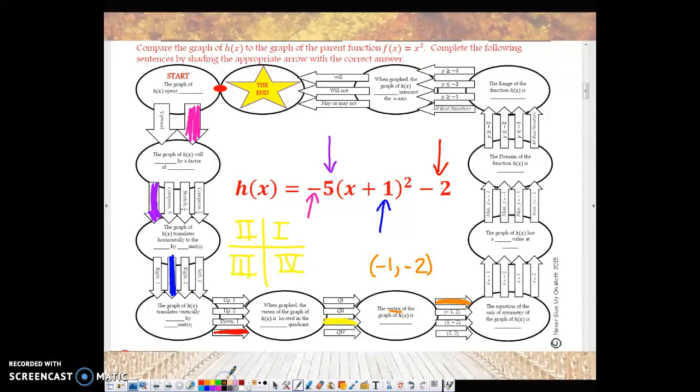Okay, next one. Give the equation of the axis of symmetry. Okay, the axis of symmetry is going to be whatever this is. So it's x equals negative 1.